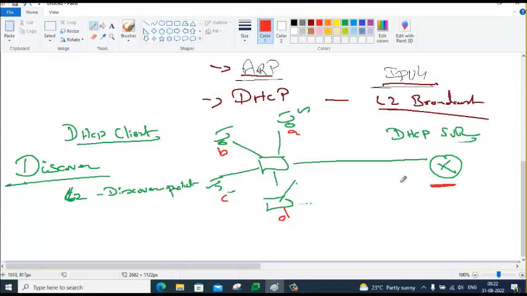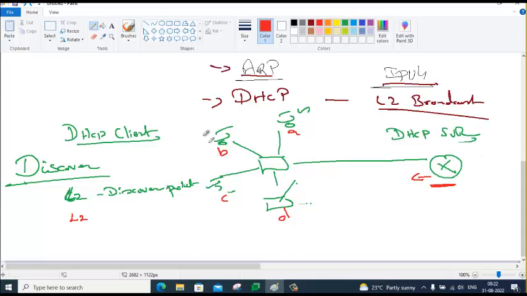Now, the server responds, and again, it is going to be a layer 2 broadcast. So far, there is no IP address on this device. You cannot do unicast, other than broadcast. You cannot, because you don't have an IP address to communicate. There is no communication possible using layer 3 because you don't have a layer 3 address.